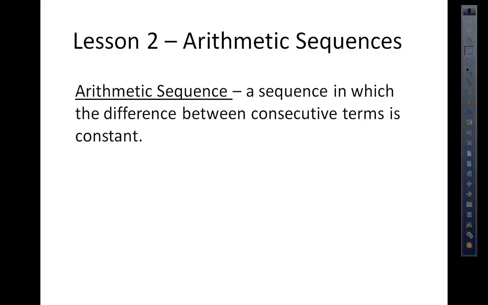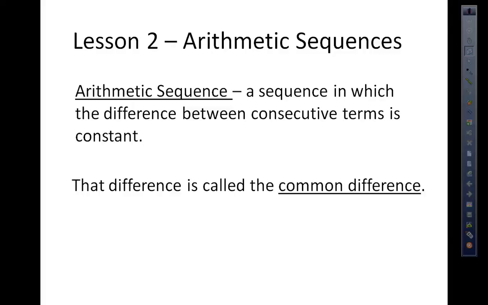That means we're going up or down by the same amount each time. We're adding 5 each time, or we're subtracting 6 each time. It can be a fraction. I can go up by 2/3 each time. I might go down by 1/2 each time. These would all be examples of an arithmetic sequence.